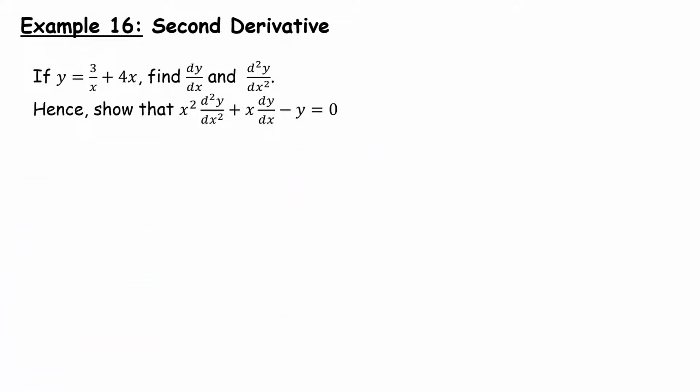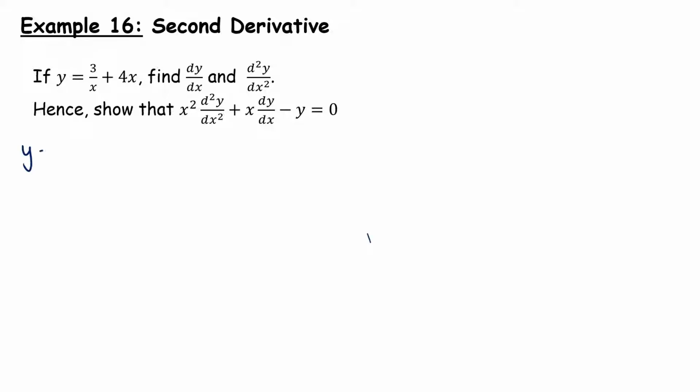So now just one that works a bit more with a differential equation here. So y is equal to 3 over x plus 4x. Find dy dx. Okay, so they've asked us to find that, and d2y dx squared, the second derivative, and hence show that x squared d2y dx squared plus x times dy dx minus y equals 0. Now, because they asked me to get dy dx and d2y dx squared, I will make sure that both of them are in a nice form to finish off.